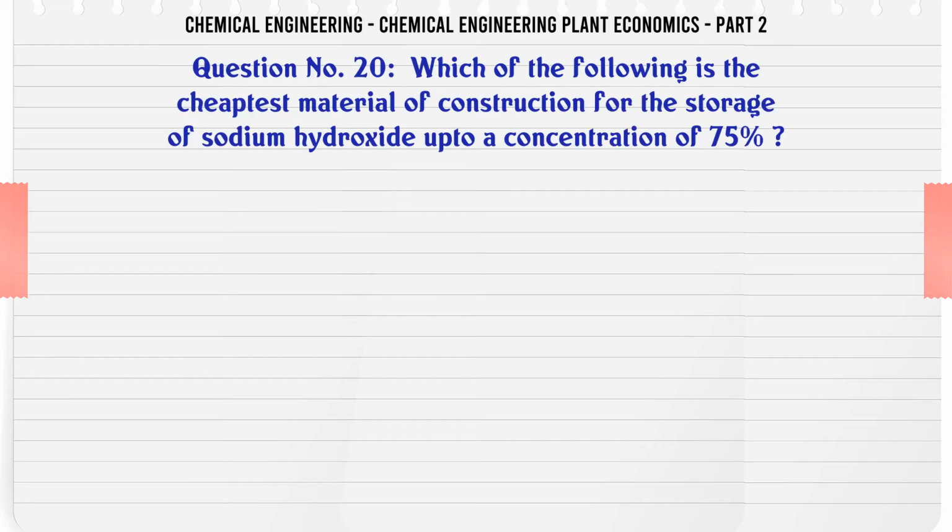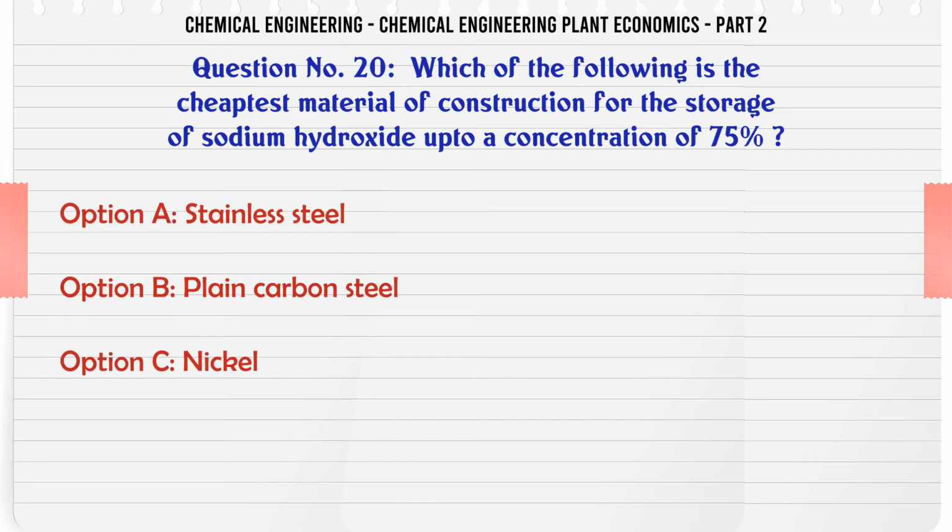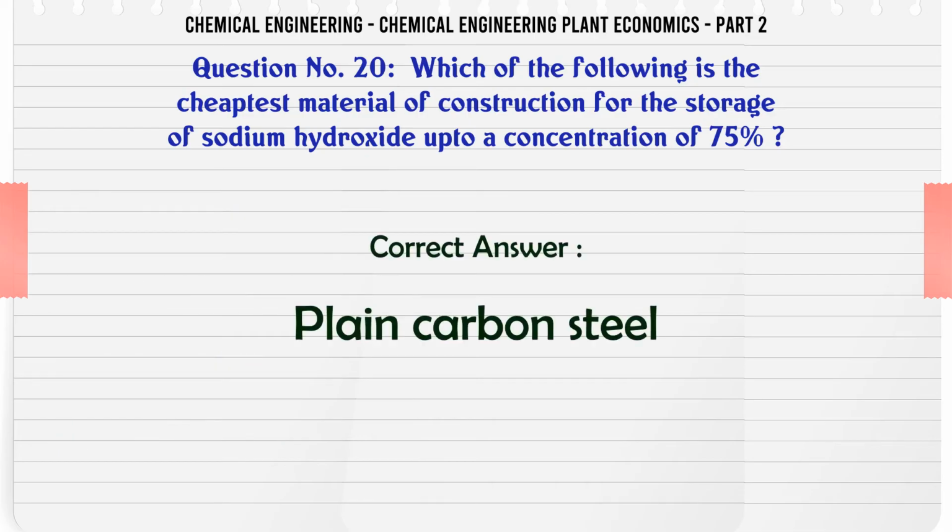Which of the following is the cheapest material of construction for the storage of sodium hydroxide up to a concentration of 75%? A. Stainless steel, B. Plain carbon steel, C. Nickel, D. Copper. The correct answer is plain carbon steel.